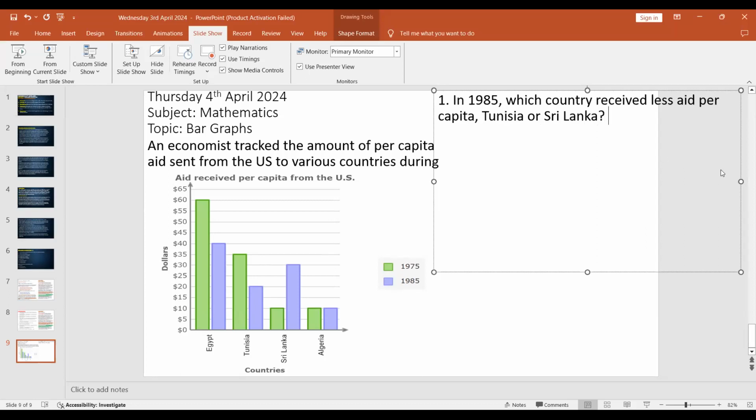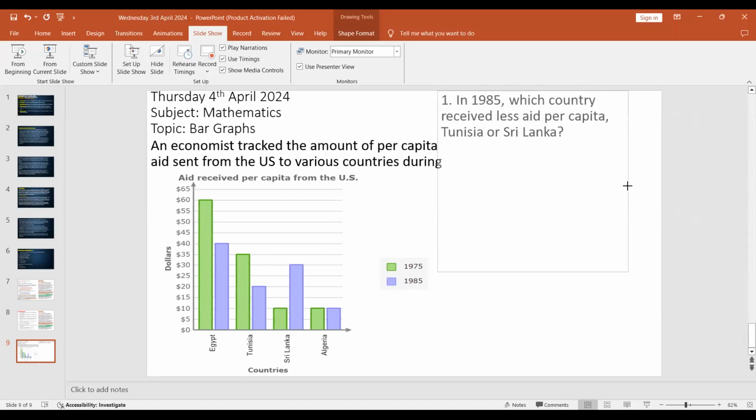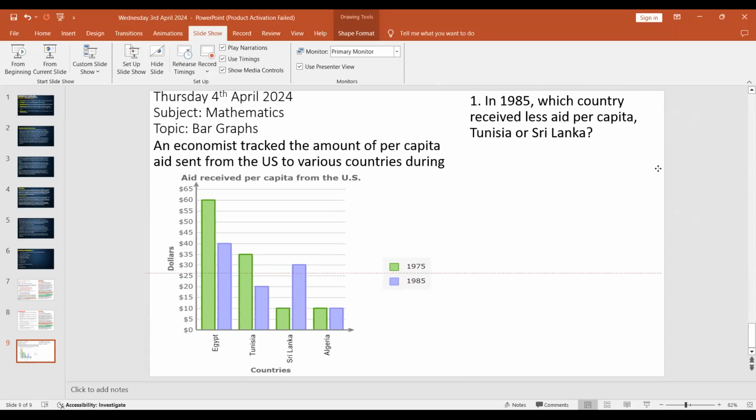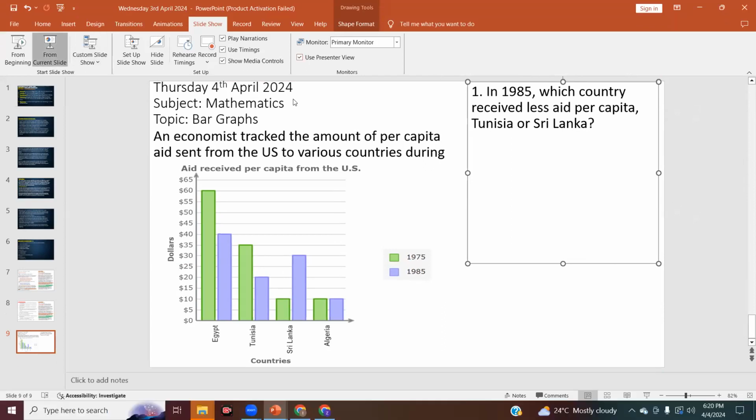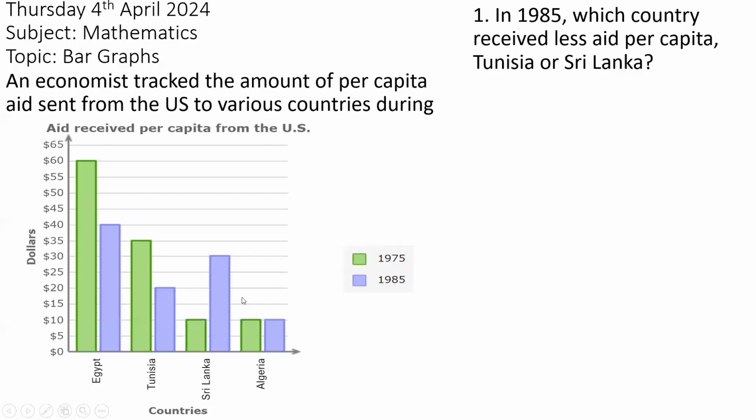In 1985, which country received less aid per capita? Tunisia or Sri Lanka? Anyone have any answer for that one? Question number one. Which one received less aid in 1985? Okay, which color is 1985? Blue.